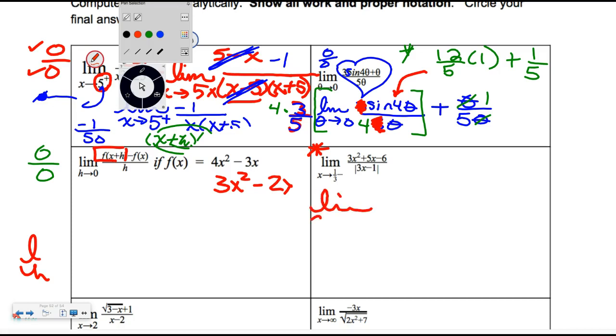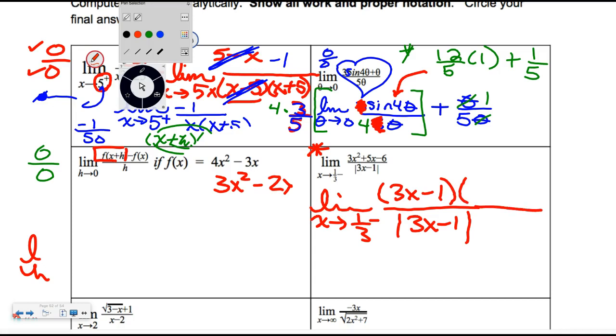Let's take the limit. What do you think I'm going to do on the top? We're going to factor, and I'm probably going to find a 3x minus 1, don't you think? I've done these enough where I know if it's causing a 0, there's probably a 3x minus 1 on the top. Hopefully I made this one correct. Oh no. I think I've got a bad problem, don't I? I might have to tweak this problem because this isn't going to work, is it? No, let's tweak this problem.